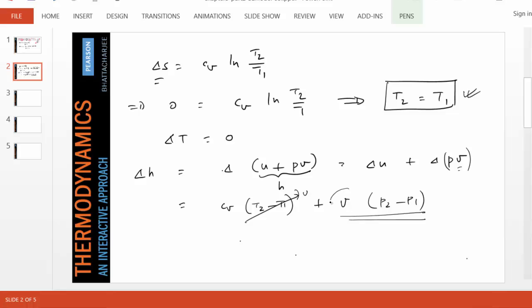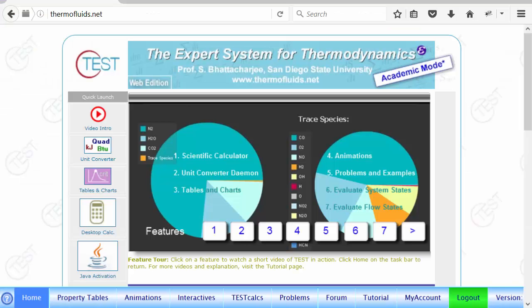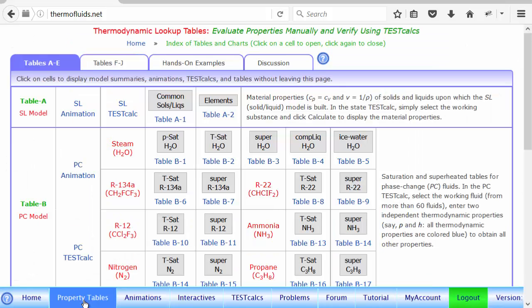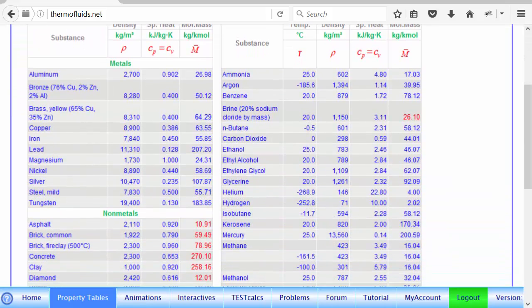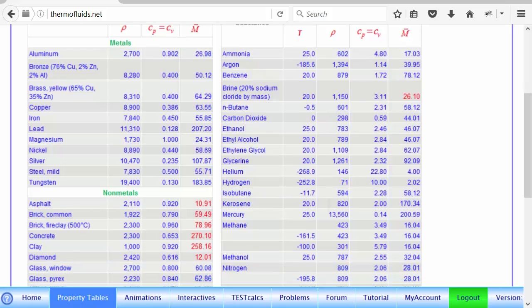So all we need is the specific volume. Of course, we know specific volume is the inverse of density, and it remains constant in the SL model. We know the density of water is 1000 kg per meter cubed, but to verify, we can always go to the tables. The SL models are in Table A, common solids and liquids. If you click there, you find liquids on the right side, water.